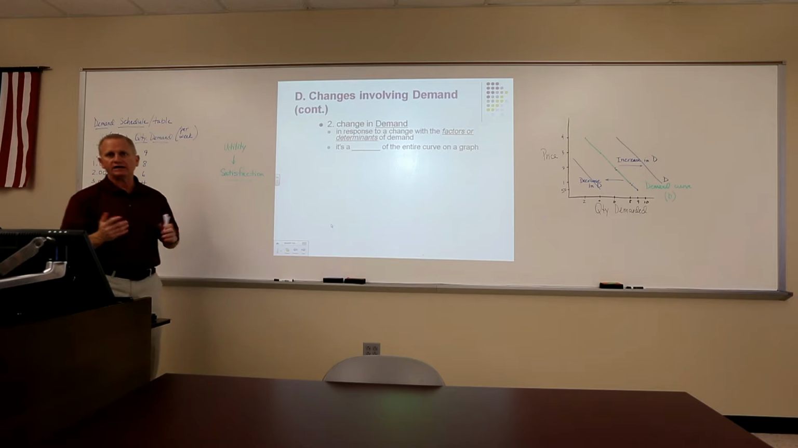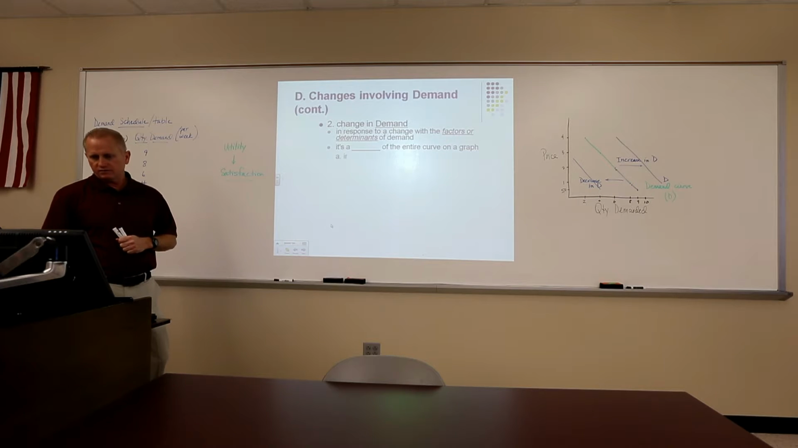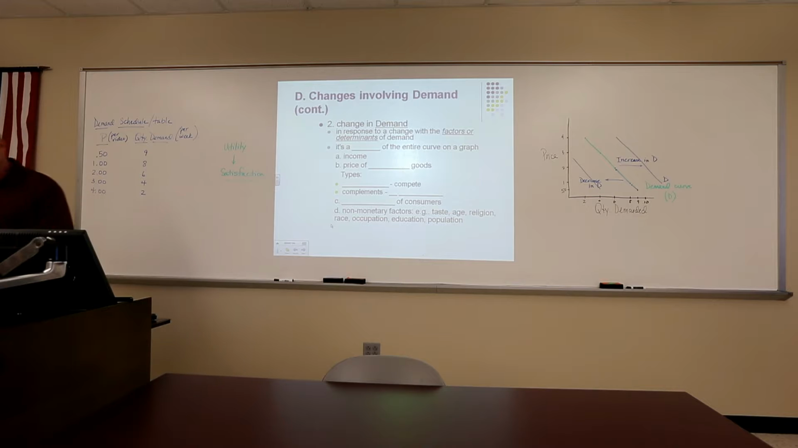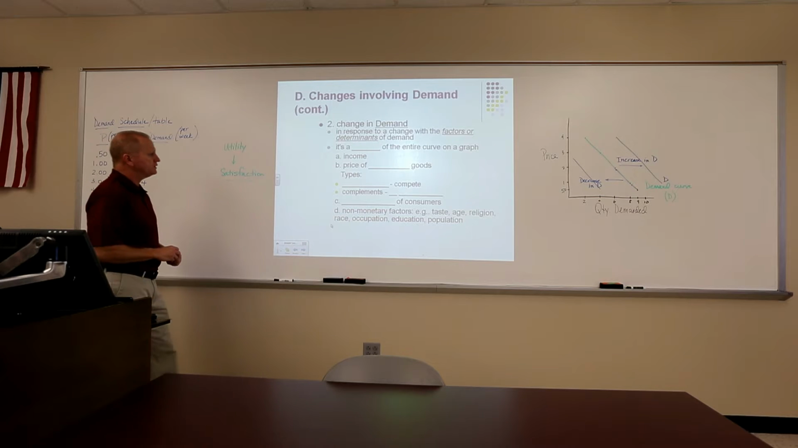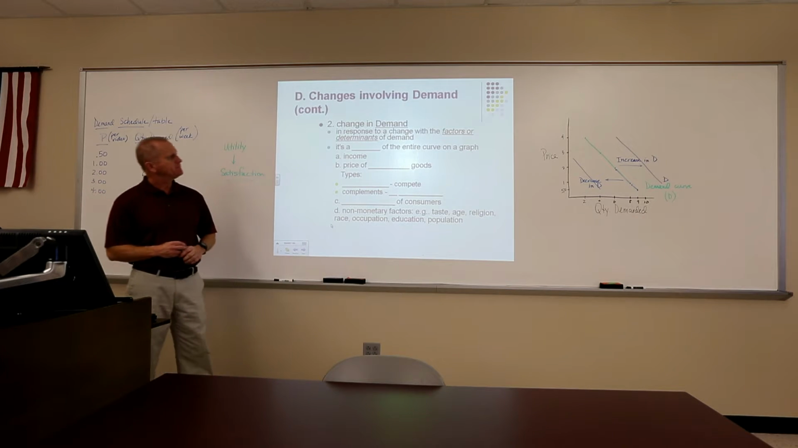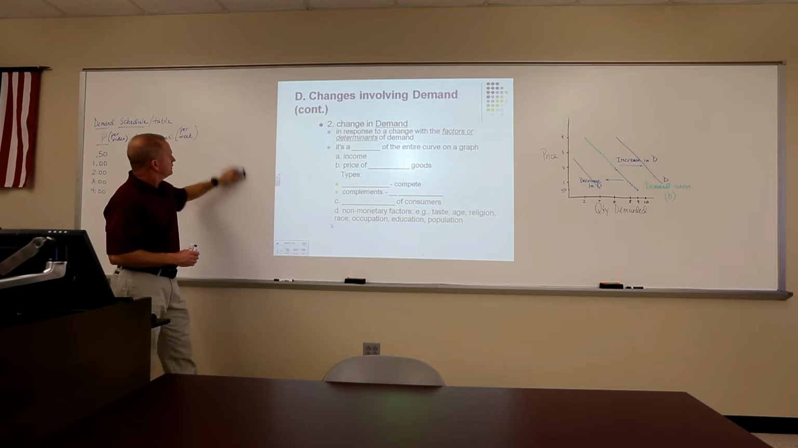Now, what are those factors? What are the other things that are going to cause this shift? Here they are. I'll just uncover them all. It's A, B, C, D, with a couple of blanks in there. And we'll look at a variety of examples as we go through them. The first one is income.